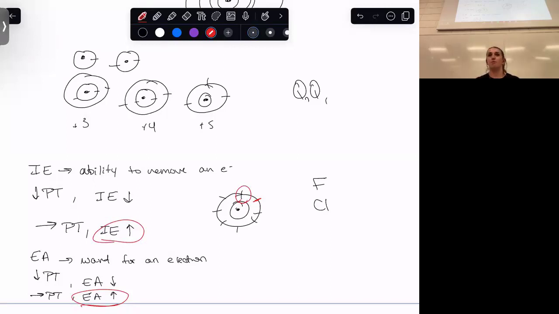So the ability to remove an electron is high, and the ability to put an electron on is really high too. Because they're talking about opposite things that are related to mean the same thing. Does that make sense? Does that help a little bit? Okay.